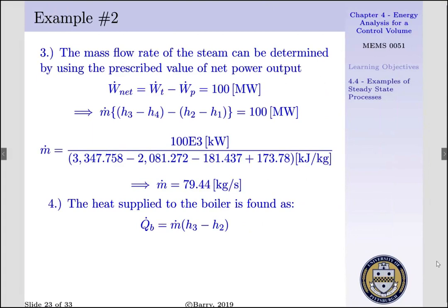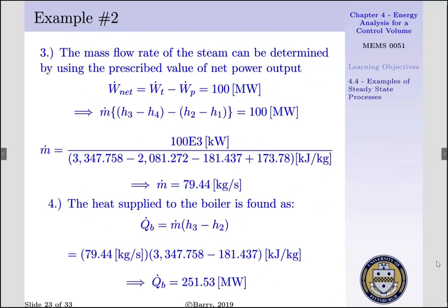When we calculate the heat supplied to our boiler, we have m dot times H3 less H2. Although our final temperature at state 3 has increased, and thus our enthalpy has increased, our mass flow rate has drastically decreased. We see that our heat supplied to our boiler, once we substitute in our enthalpy values, is 251.53 megawatts. This value has decreased in comparison to our previous Rankine cycle.